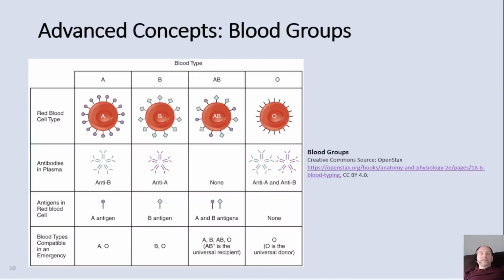Since there are no surface antigens on the red blood cells of type O individuals, this blood type is considered the universal donor because it can be given to anyone regardless of their blood type. A person with type AB blood can receive blood from any donor without having a reaction because type AB blood has no circulating antibodies. Thus, an AB individual is a universal recipient.